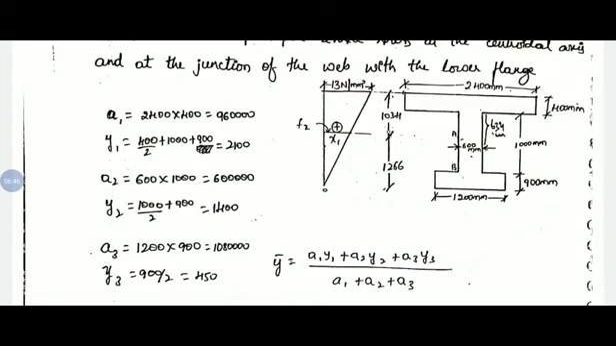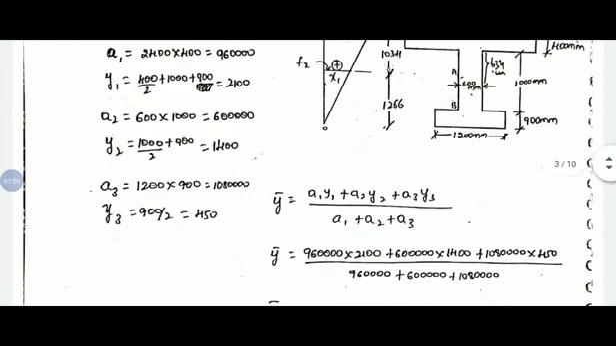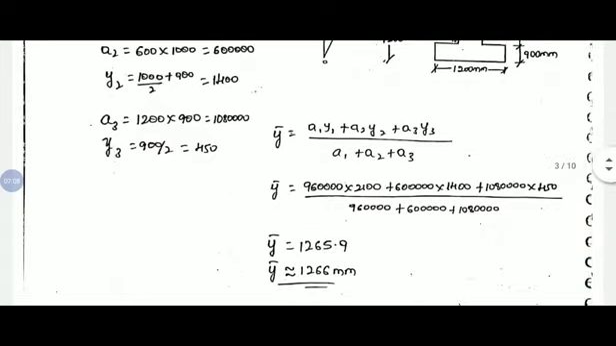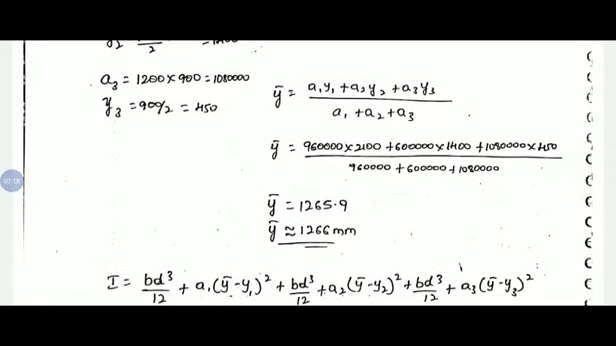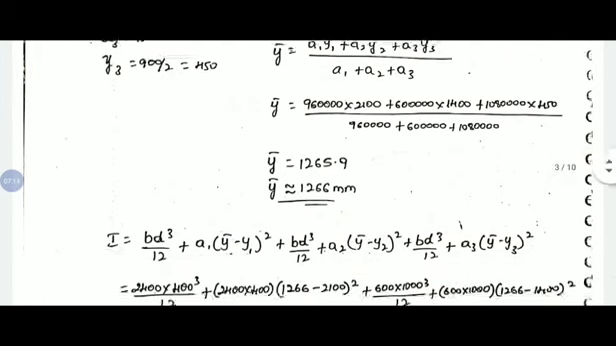Similarly, a2 is the web, with width 600 and depth 1000, and y2 is the 900 thickness of the bottom flange plus 1000 by 2, which gives 1400. And a3 is the bottom flange, 1200 by 900, and its centroidal distance is 900 by 2 with respect to the bottom. On substituting here, we get the centroidal distance at 1266 mm from the bottom of the I section.